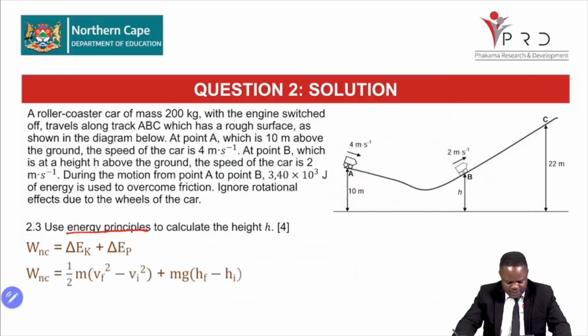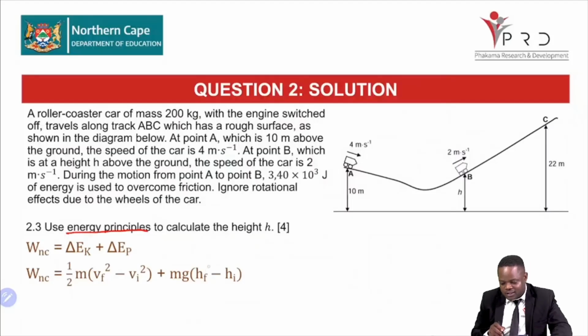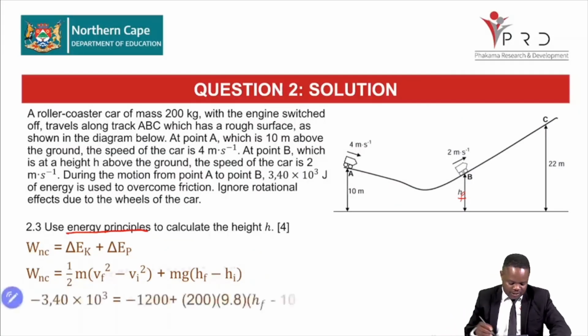And then what are we saying then? The work done by the non-conservative forces is equal to the change in kinetic energy plus the change in potential energy. Do you see the trick there? In the change in potential energy, we're interested in the height, HF, the final height. We're putting it on mgh, right? And then we have the initial height at A there. Okay, so you need to identify all these values, grade 12s.